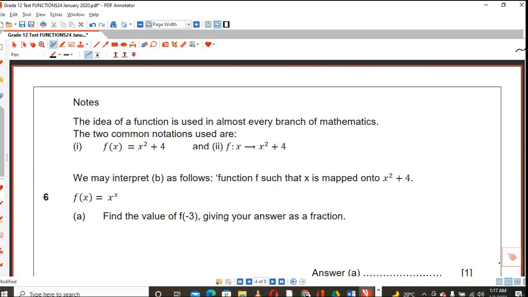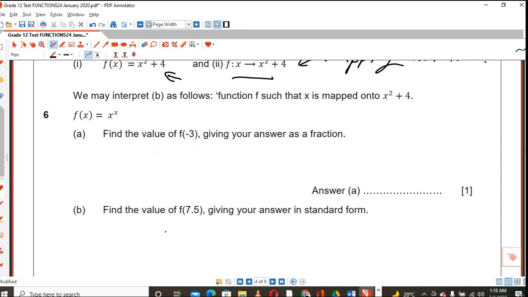The two common notations that we use: we have this general way where you say f of x is equal to, or we can say function f is such that x is mapped onto x squared plus 4. So this is the mapping notation. It's another way that functions can be represented. Make sure you familiarize yourself, so that when you get something like this, you can rewrite it and then continue like normal.